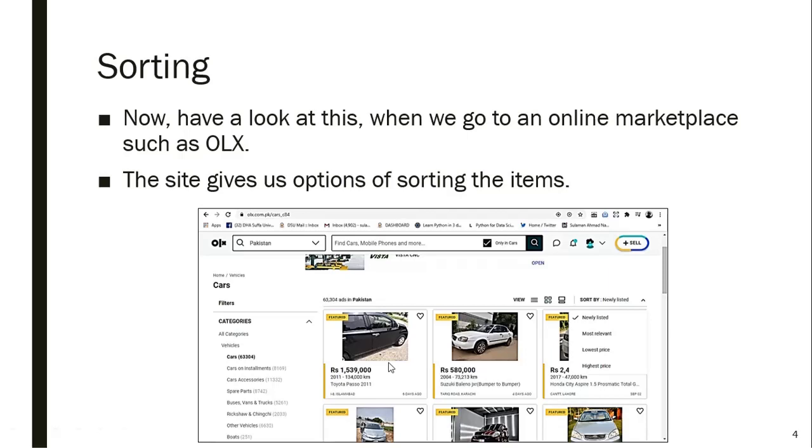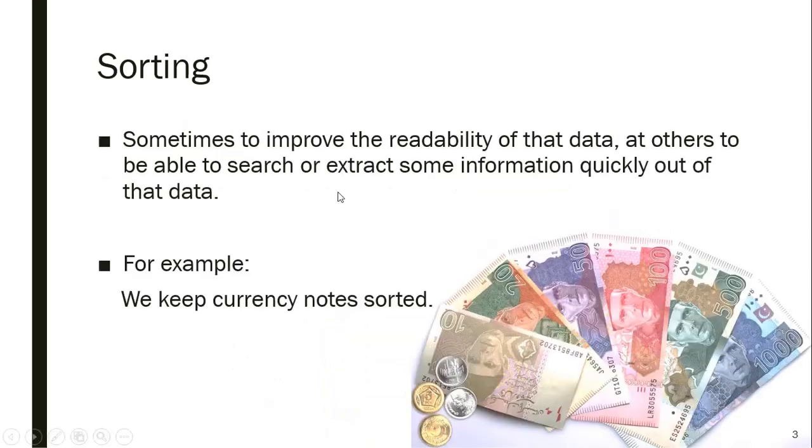It is not just about the notes. For example, look at this OLX site, or any site that can be used as an online marketplace. If you search for, say, a car on this website, it gives you options about how to sort them. Here you can see there are 4 options: newly listed, more relevant, lowest price, highest price. And if you are looking for a place for rent, there may be more options like distance from you, distance from your workplace, or distance from the center of the city. So there may be many criteria on which you can sort your data.